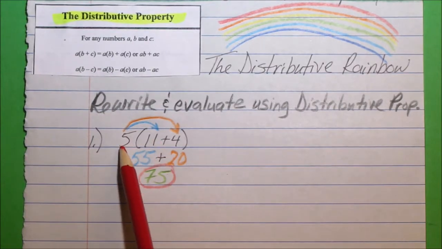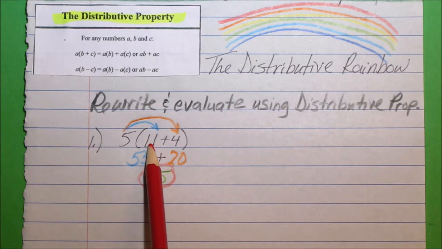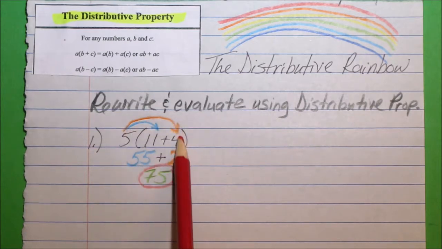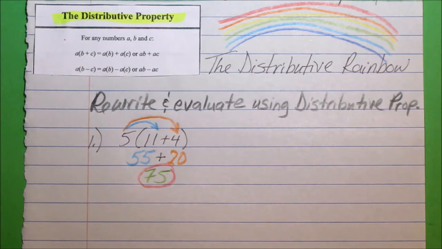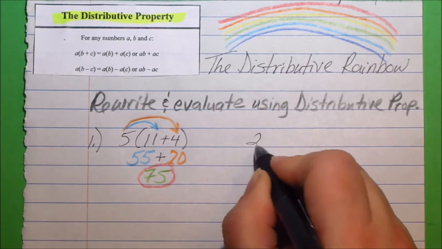I multiply the outside number first with the first inside number, and then I multiply it by the second inside number, and keep the operation. That's pretty much it, guys. We'll do a few more examples to make sure you've got it, but pretty easy, all right?